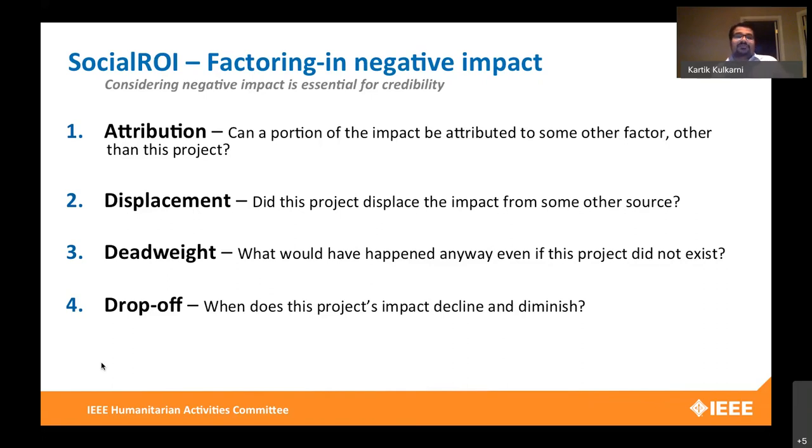Finally, we come to the concept of drop-off. What that means is, you did a project and you deployed some microgrid. You can't assume that it will continue to operate forever. After a few years of lifetime, it will die down. So you have to stop giving credit to your project after a certain point of drop-off. We have to factor in all of these to really look at both the positive and negative impact of a project.